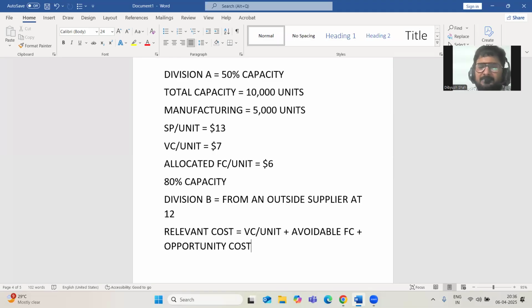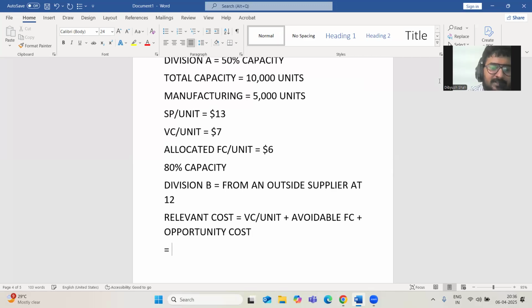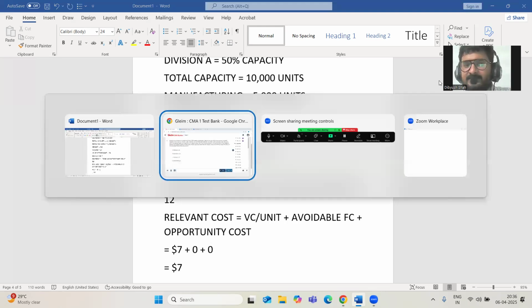Variable cost per unit is given in the question, it is $7. Now, because I will still be operating only at 80% capacity, even if I accept Division B's proposal, I am not going to incur any additional fixed cost, so avoidable fixed cost is zero. And because I don't have to cut down on any external sales to meet this demand, I'm still not operating at full capacity. So opportunity cost is also zero. So minimum transfer price is the relevant cost, $7.